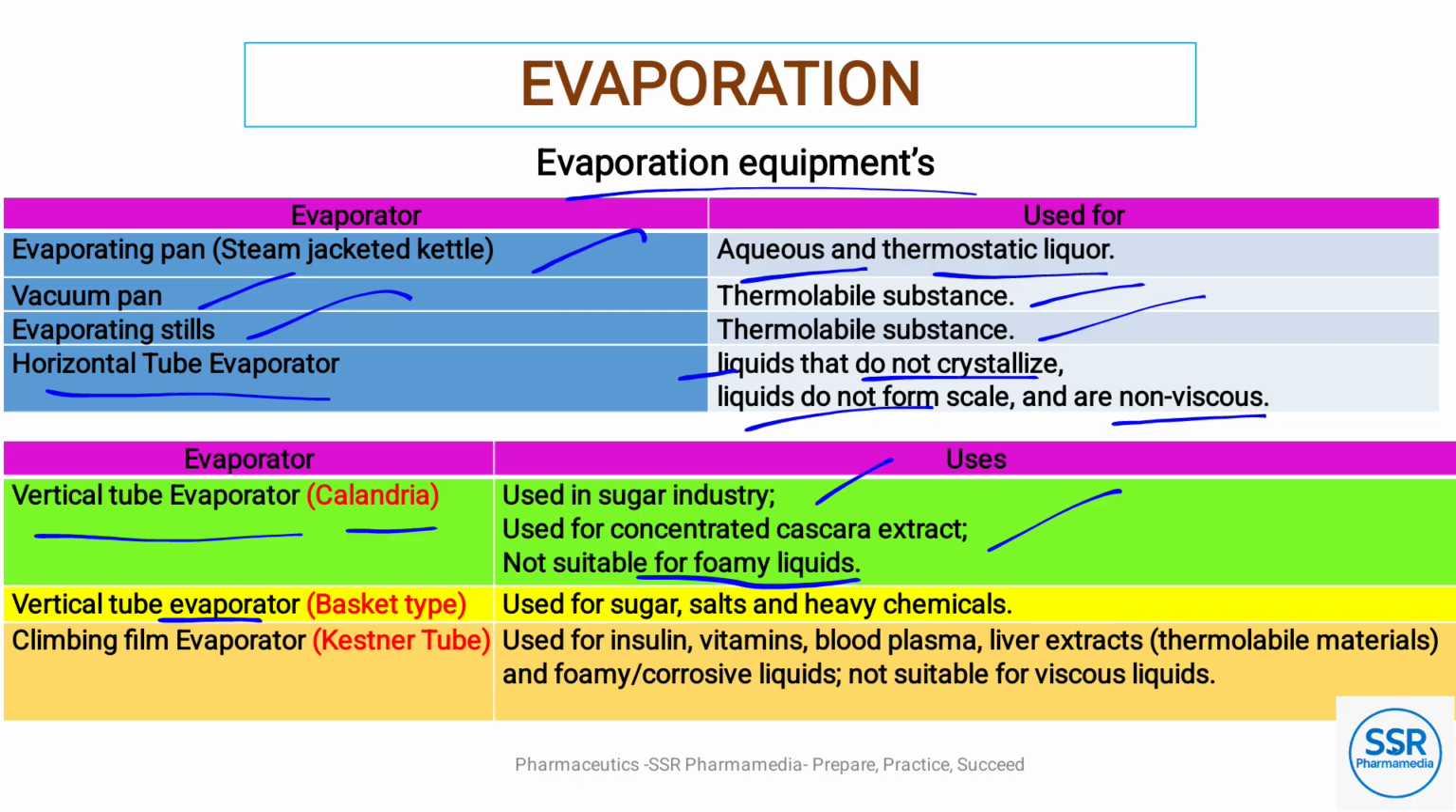Vertical tube evaporator, basket type, is used for sugar, salts and heavy chemicals evaporations. Climbing film evaporator, also called Kestner tube, is used for insulin evaporation, vitamins, blood plasma, liver extract. It's also used for thermolabile material, and foamy or corrosive liquids; it is not suitable for viscous liquids.